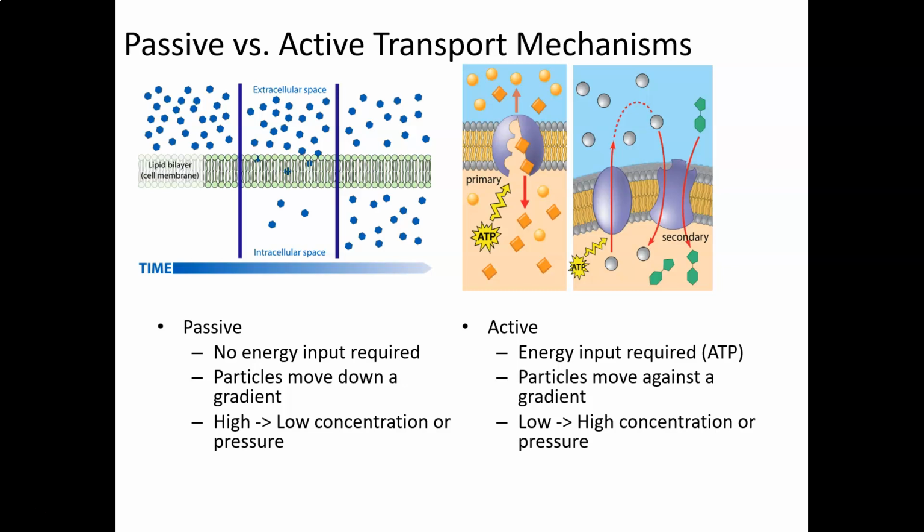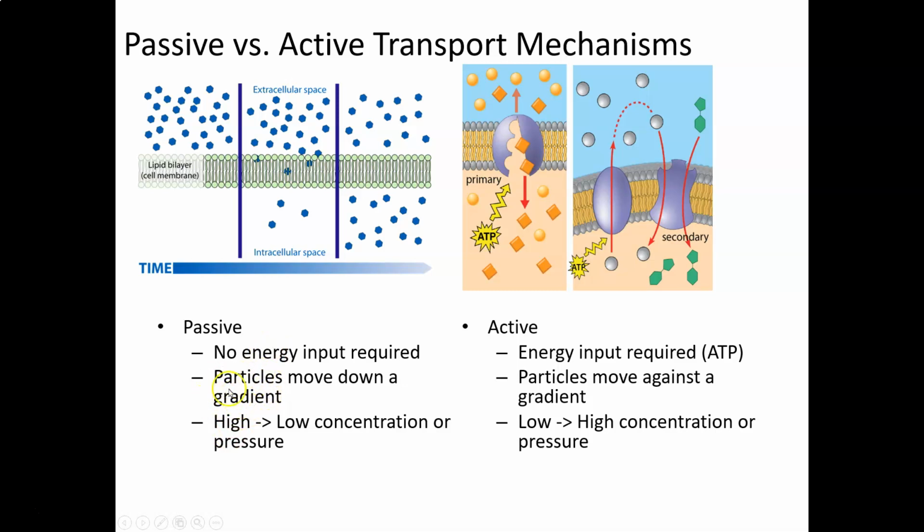Now there's two basic ways to move across a membrane. One is what we call passive transport, and the other is called active transport. For passive transport, there's no energy input required. What we're doing is relying on the energy already in the system. It's actually the energy from the kinetic movement of the molecules. So passive transport doesn't require any energy input.